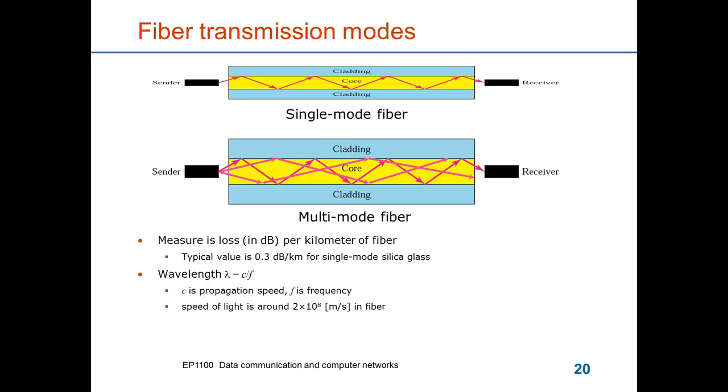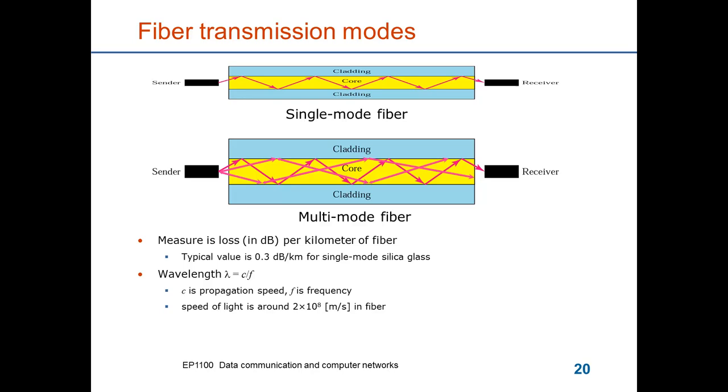We can take the multimode fiber first. The core is so broad that there are different angles of the light that comes in that get reflected. And as I try to illustrate here with the arrows, you can see that different angles result in different paths of propagation through the fiber. The light path that bounces the most goes the longest distance through the fiber.